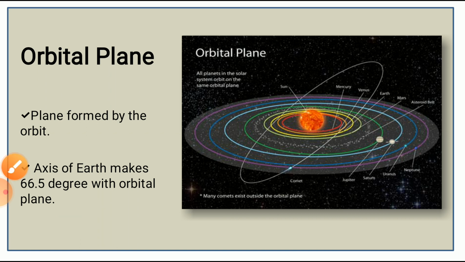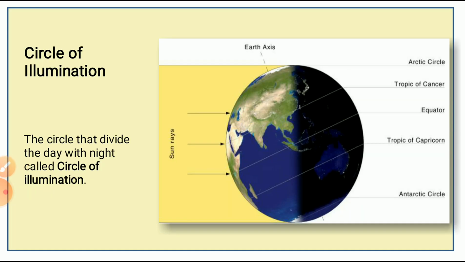So, now let us move to the topic, that is circle of illumination. We know that Earth receives its light and heat from the sun, and Earth has spherical shape. As we have already studied in the previous class, Earth is of spherical shape. So, therefore, we experience day at one side and night at one side.